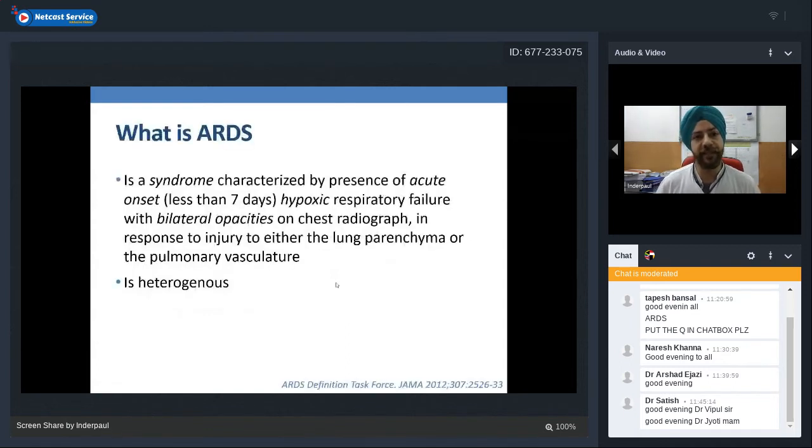So what is ARDS? ARDS is a syndrome. It is a syndrome which represents manifestation to a wide variety of causes that can cause lung injury. And it is characterized by acute onset hypoxic respiratory failure, generally with bilateral opacities on chest imaging in response to injury to lung parenchyma or pulmonary vasculature. And mind you, it is not a homogeneous disease, it is a heterogeneous disorder.